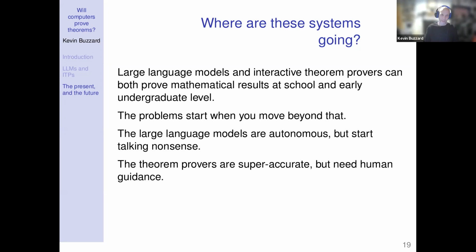And the theorem provers, they're super accurate, but at the end of the day, they need to have a human taking on a major project to type in stuff. And typing proofs into a theorem prover is slow going. It's slower than writing them down on a piece of paper, because interactive theorem provers, it turns out, are quite pedantic.